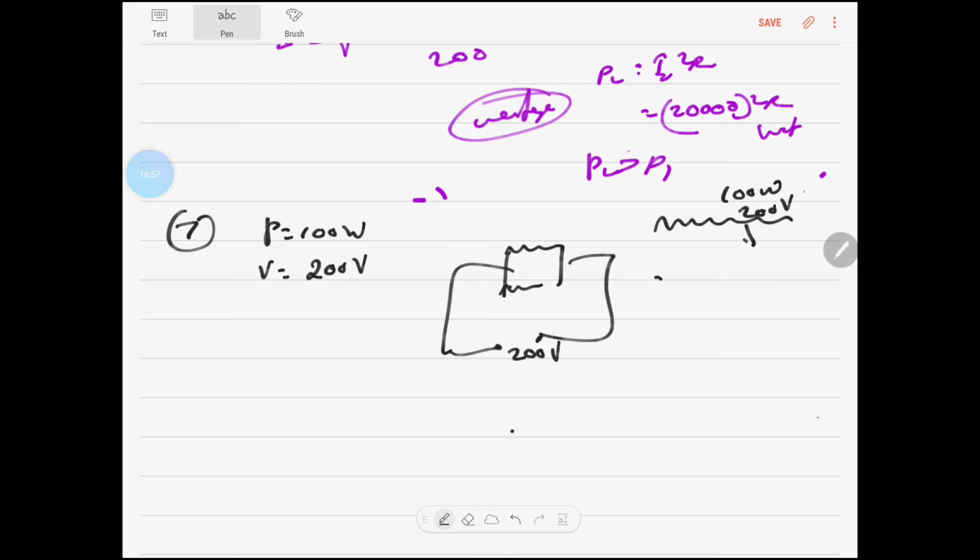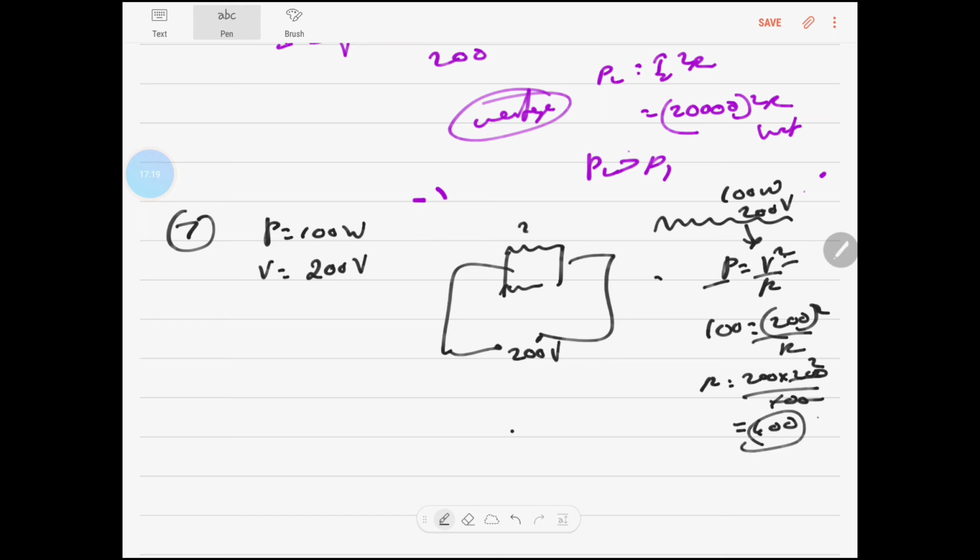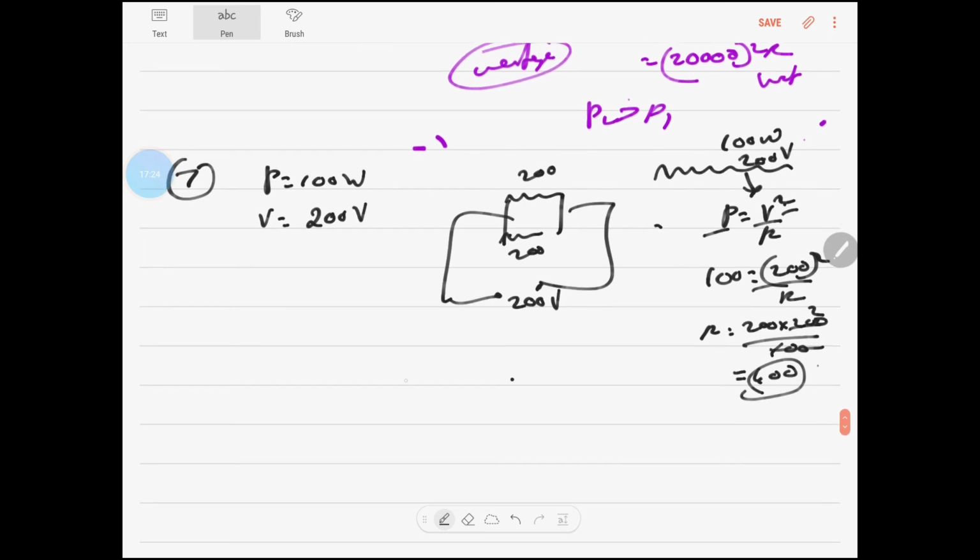Let's find the resistance using the formula P = V square by R. You know P and V, so you can find the resistance: 100 = 200 whole square by R. So R = 200 into 200 by 100, which is 400 ohms. Since it is cut into two parts, each becomes 200 ohms, connected in parallel. The equivalent resistance is R1 into R2 by R1 plus R2, so it is 100 ohms.